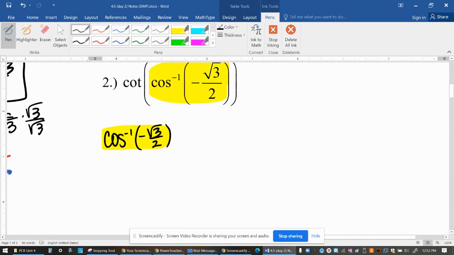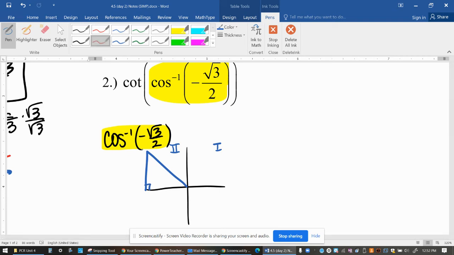Cosine inverse is restricted to quadrants 1 and 2. But because the ratio is negative, that gives me a big heads up that the triangle that I'm going to be drawing is going to be in quadrant 2. So I'm going to go ahead and draw my special right triangle in quadrant 2. So the angle that I'm looking for is this obtuse angle that ends up in quadrant 2. That's the angle we're going to be looking for, okay?